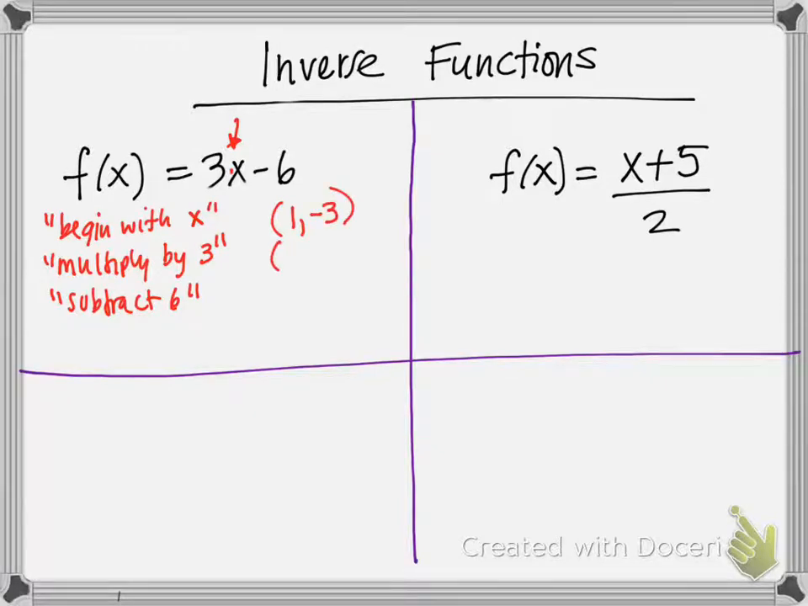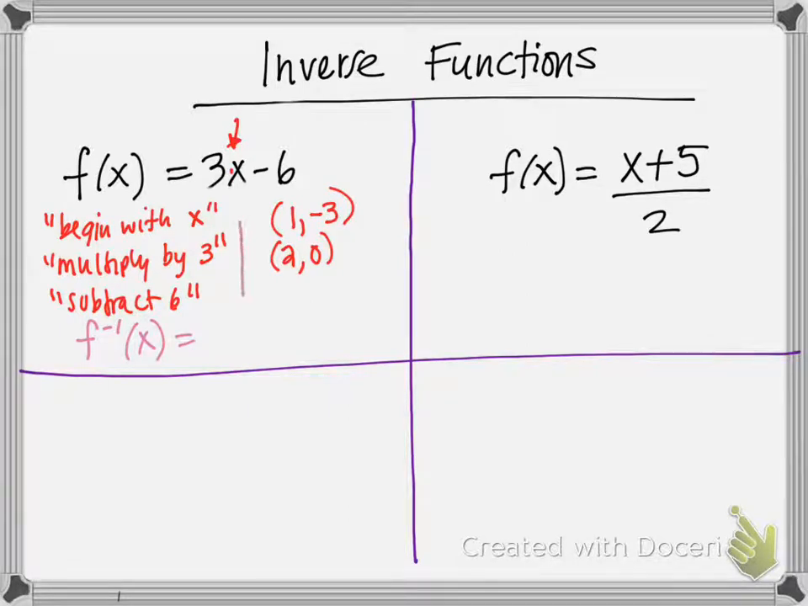Let's do one more. When I plug in 2, I multiply that by 3. So 2 times 3 is 6, and then I subtract 6, and that gives me 0. So if you want to find the inverse, I'm going to put this in pink. The notation is f inverse, or f to the negative first. f inverse of x is equal to.